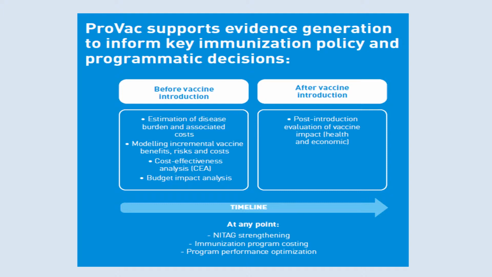In the pre-introduction stage, ProVac supports countries estimate disease and cost burden, model the incremental benefits, risks, and costs of a vaccine being considered for introduction, conduct a cost-effectiveness analysis of a given vaccine or group of vaccines, or even conduct a budget impact analysis to appraise the potential impact to the national health budget if a vaccine were to be introduced.